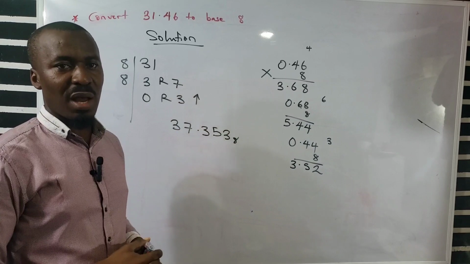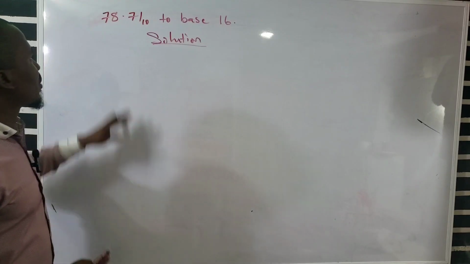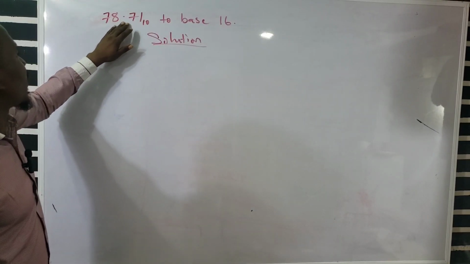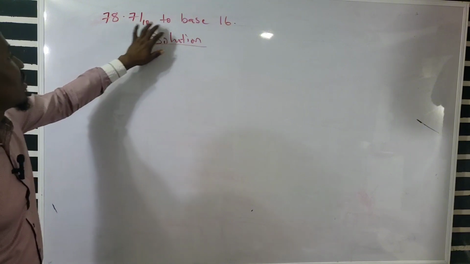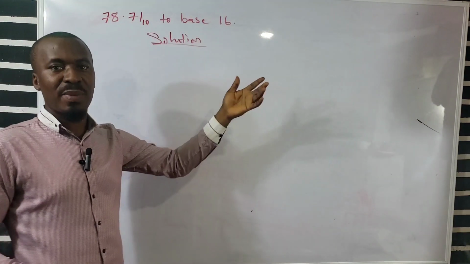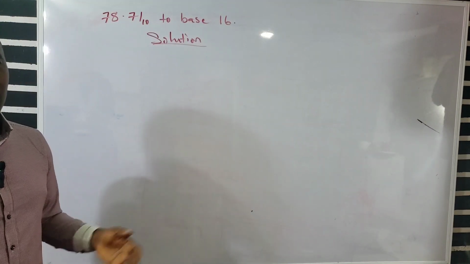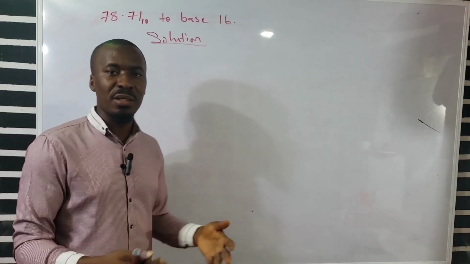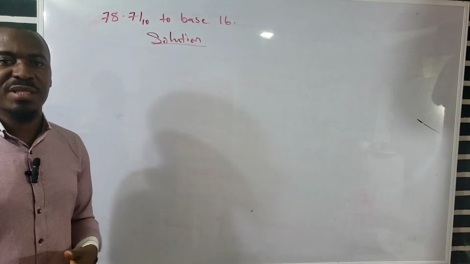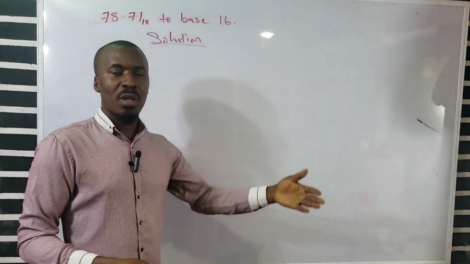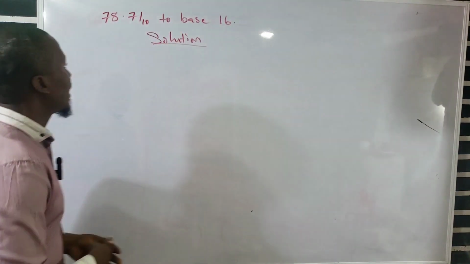Now, our next example, we are going to look at this form to base 16. Let's see what we are going to have there. So let us look at 78.71 base 10 to numbers in base 16. Remember, numbers in base 16, you have your A, B, C, D, E, and what? F, representing 10 to 15. So let's start.